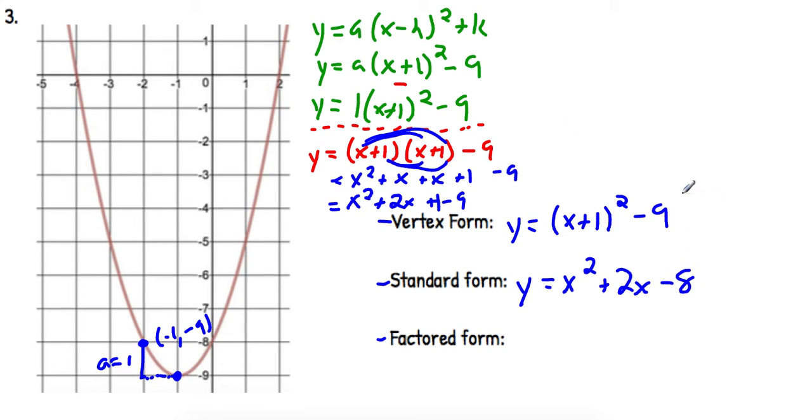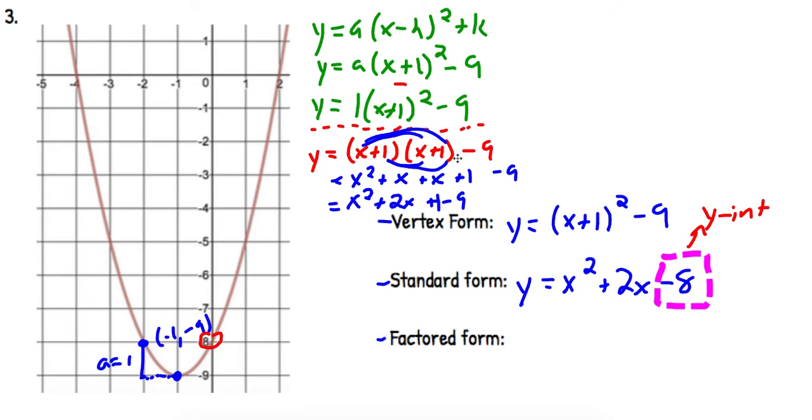A good way to check this is, first off, just make sure that you have the same a value. A is 1, a is 1. That's good. And then also remember that the c value in any quadratic equation is the same thing as your y-intercept. So we can actually just check this with the graph. My graph has a y-intercept of -8, and my c value is -8, so that looks good.